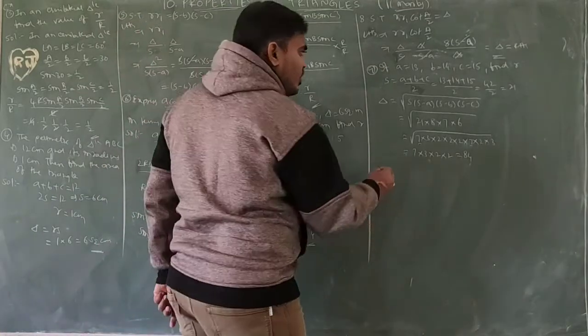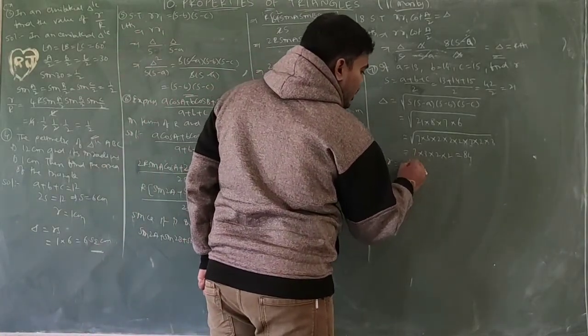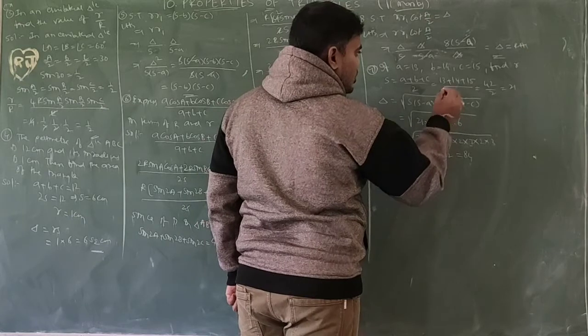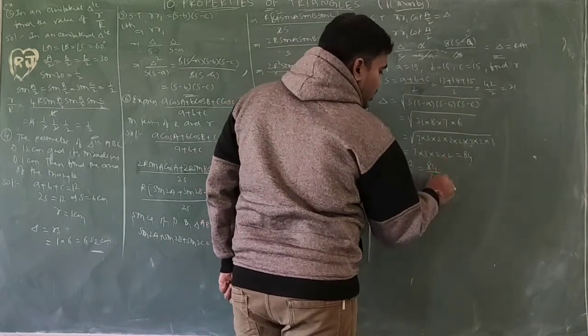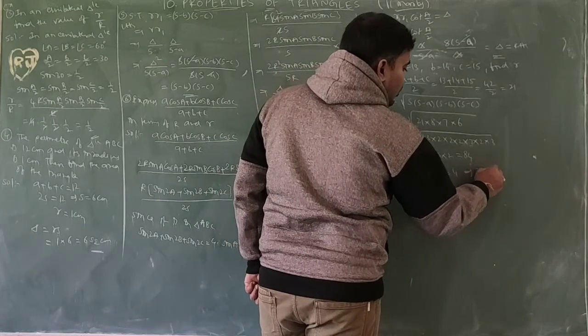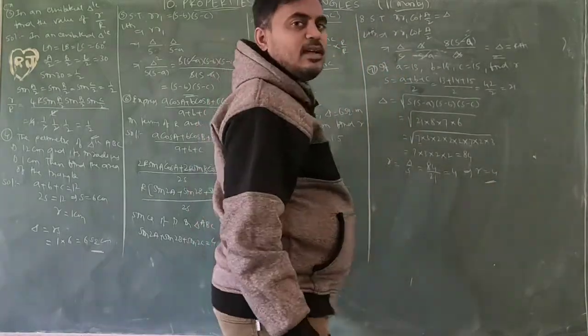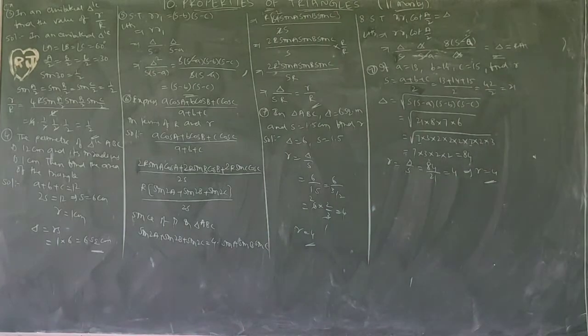Now R equal to delta by S. Delta equal to how much? 84. S equal to 21. Cancel, 4. R equal to 4. This is the answer. Next, 10th question.